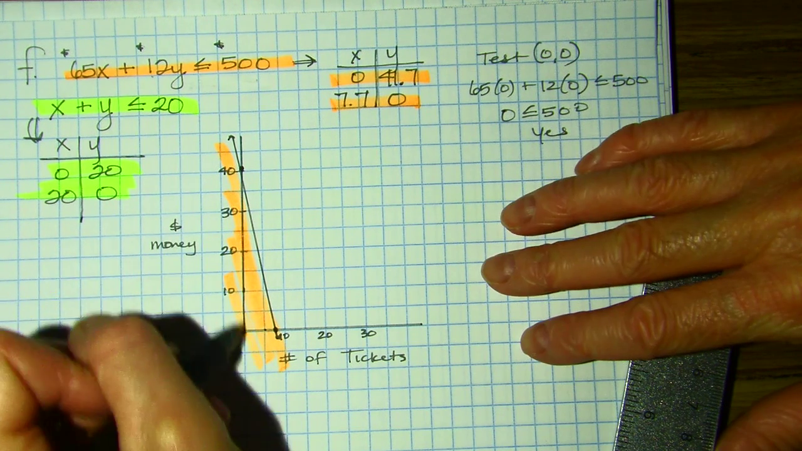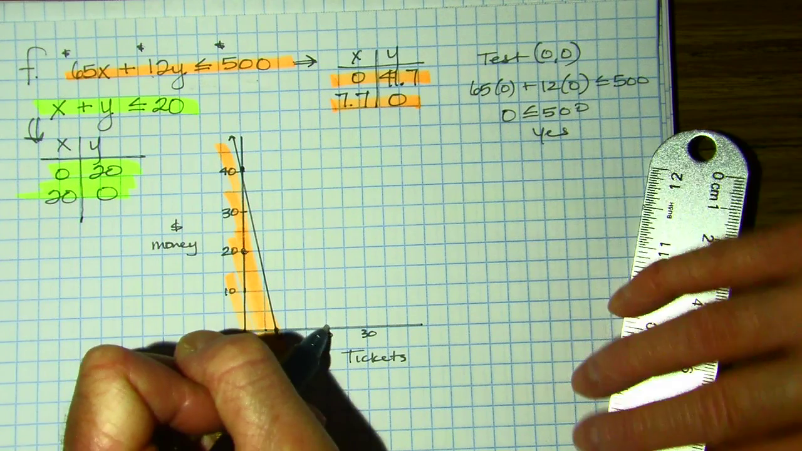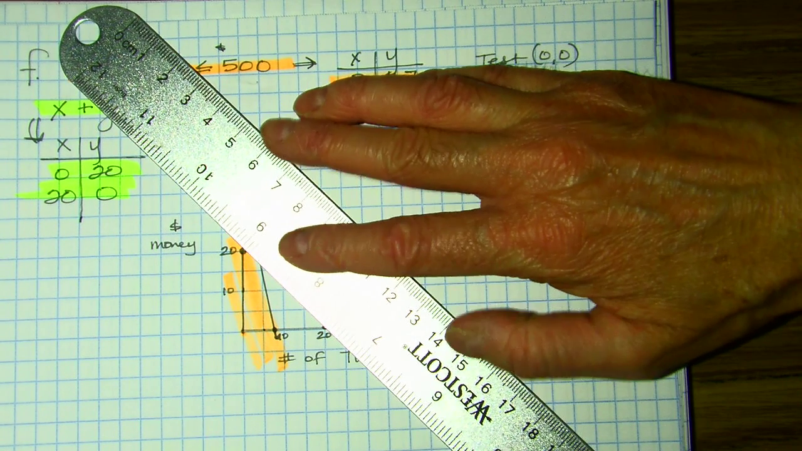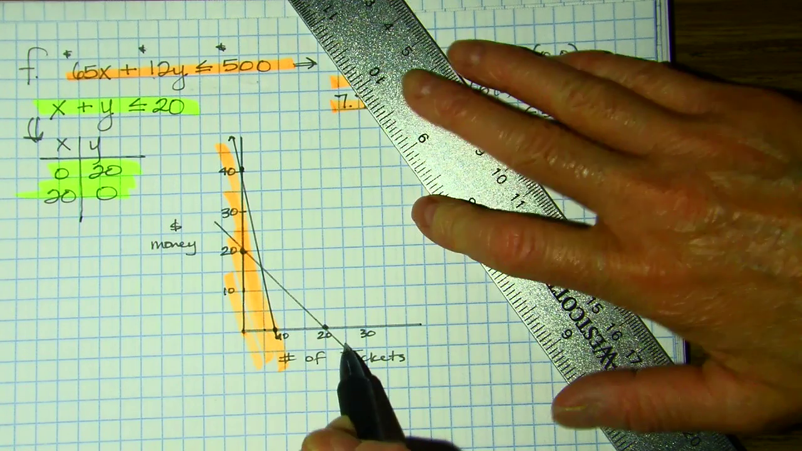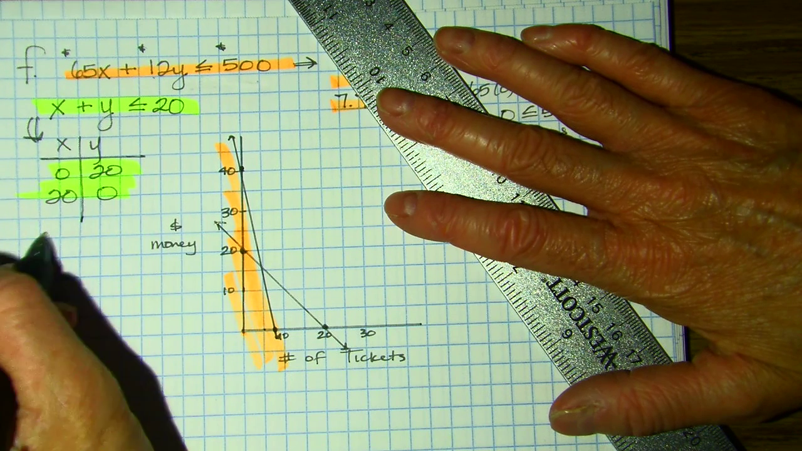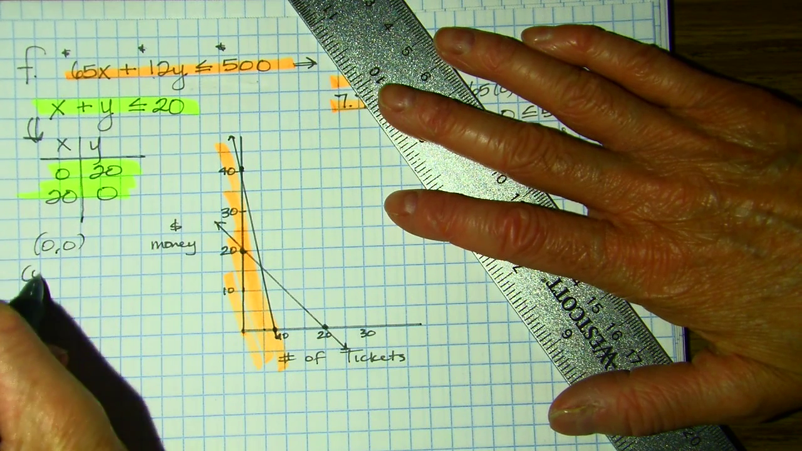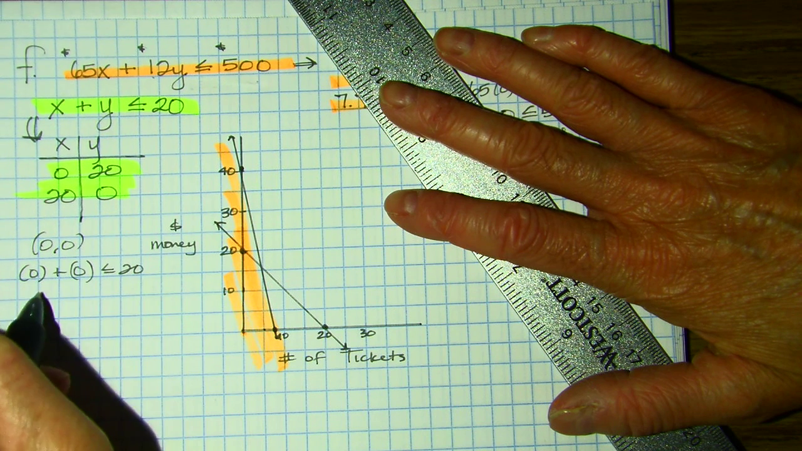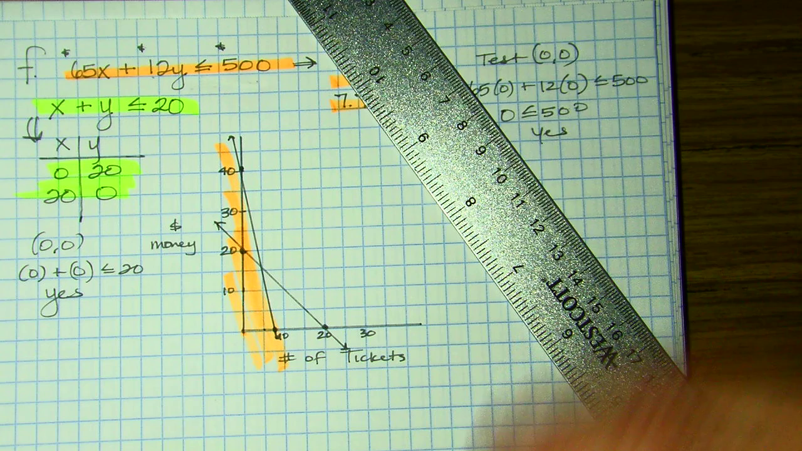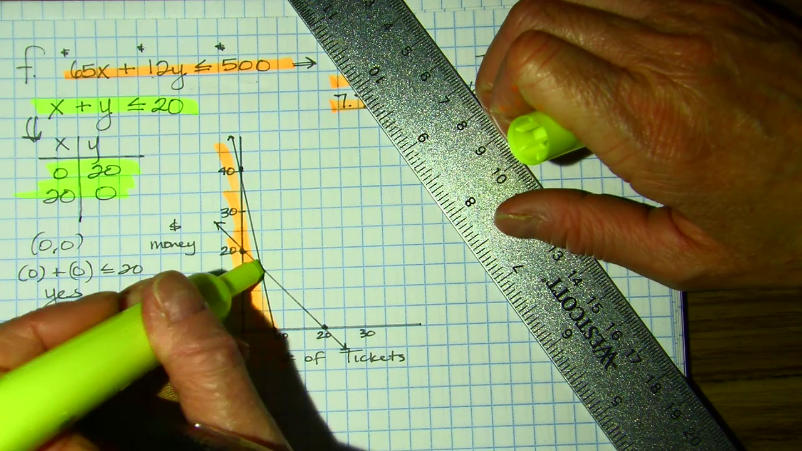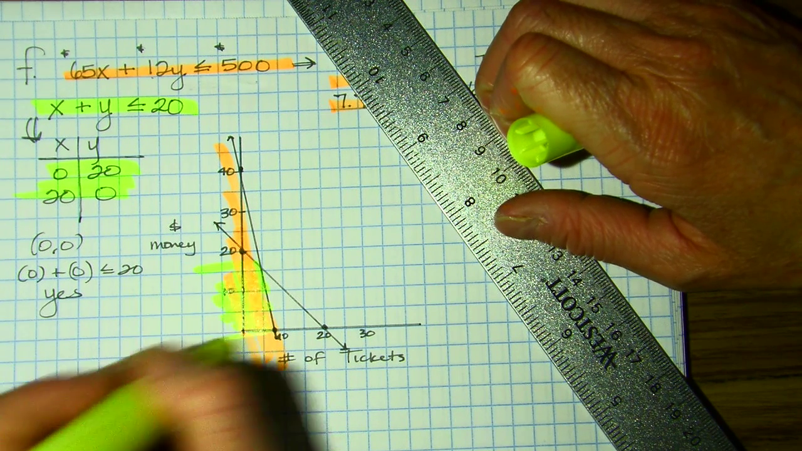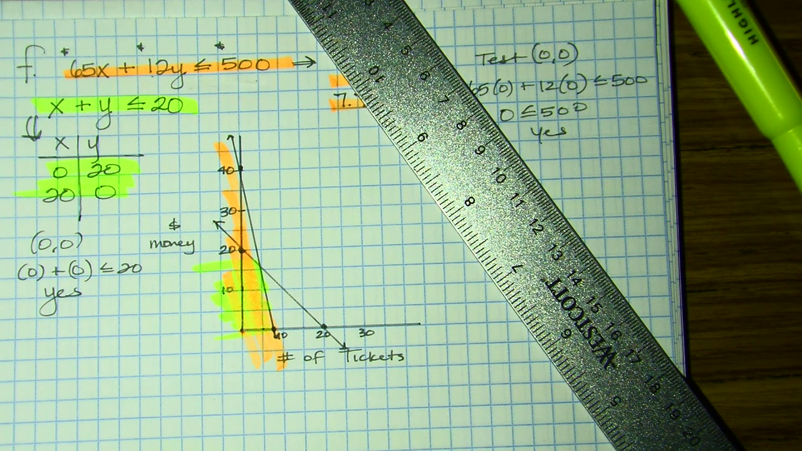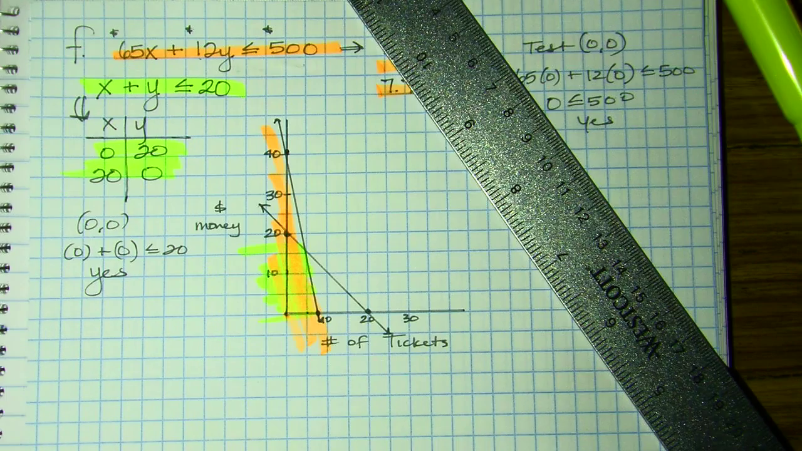Next one, I have intercepts at 0, 20 and 20, 0. I have a solid line. I'm going to test 0, 0. So is 0 plus 0 less than or equal to 20? Yes. So I'm also going to shade where 0, 0 is. So any point in this region is a possible solution for this problem. And that ends the lesson.